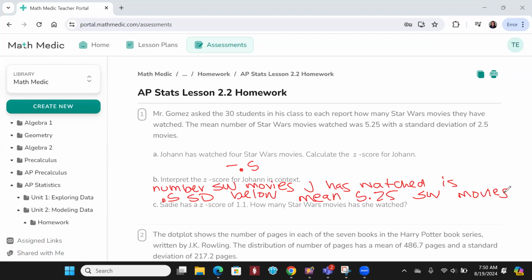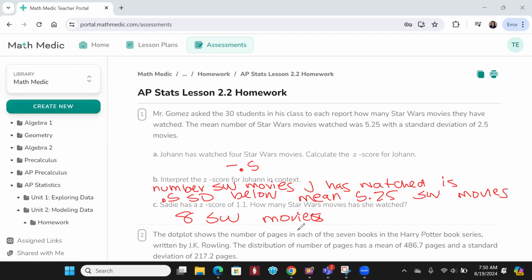Sadie has scored a z-score of 1.1. How many Star Wars movies has she watched? How many did you come up with? 8. Okay, good. 8 Star Wars movies. Wait, how'd you do that? How'd we do it?